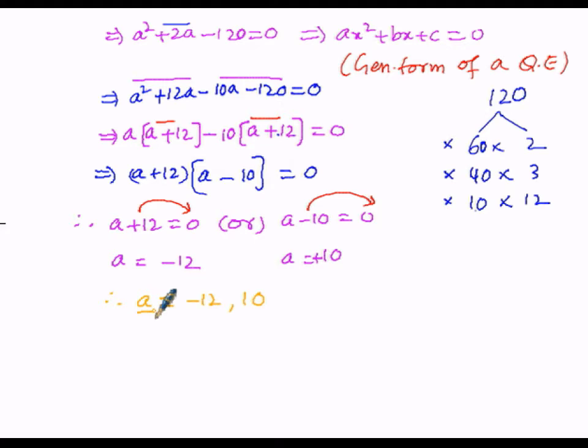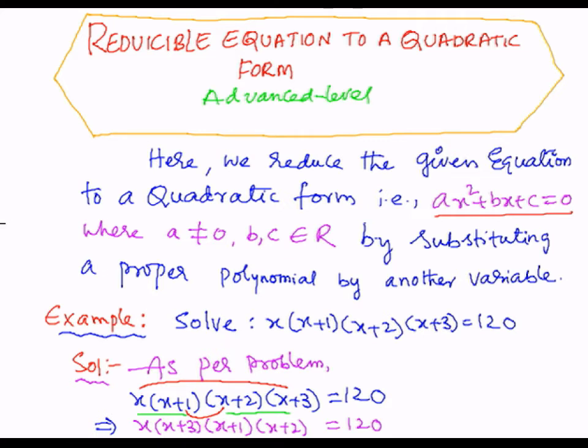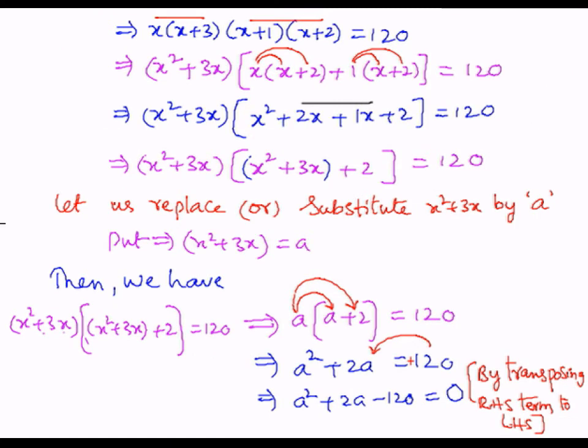As per the problem, we have to solve the given equation, which is x into x plus 1 into x plus 2 into x plus 3. The variable in it is x, so we have to solve for only this x. In order to solve for x, again we have to substitute.